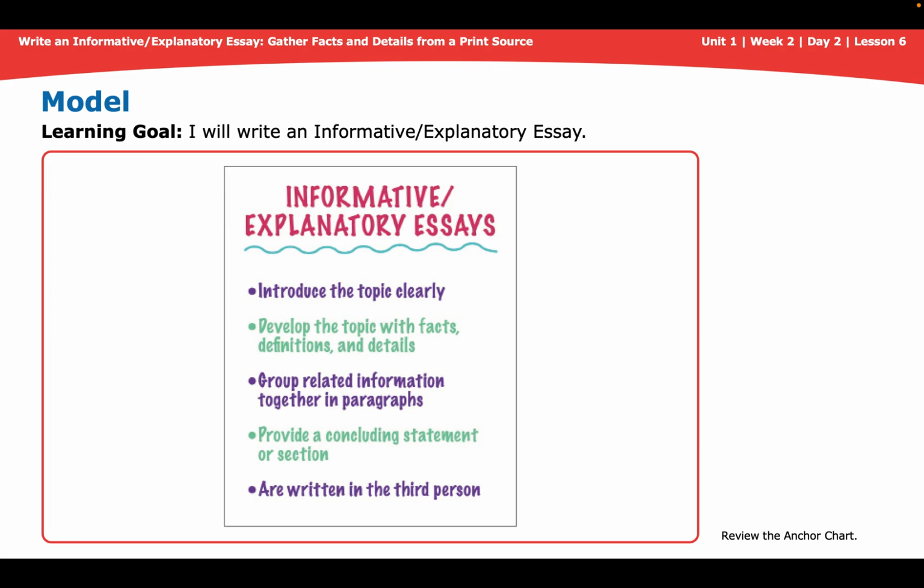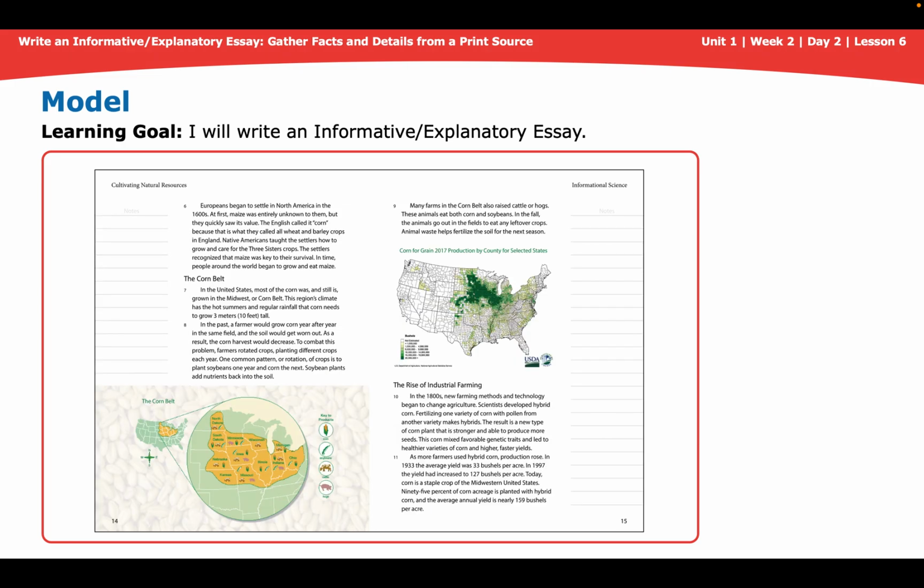So the prompt, which is at the front of your packet, asks us to explain how corn is produced in the United States. Today we're going to find relevant facts and details from the print source, right here. A Short History of a Special Plant. If you do not have the copy to work with, you can get on Benchmark and read it that way. But first we're going to reread this section, the subheading, the Corn Belt, so paragraphs 7 through 9.